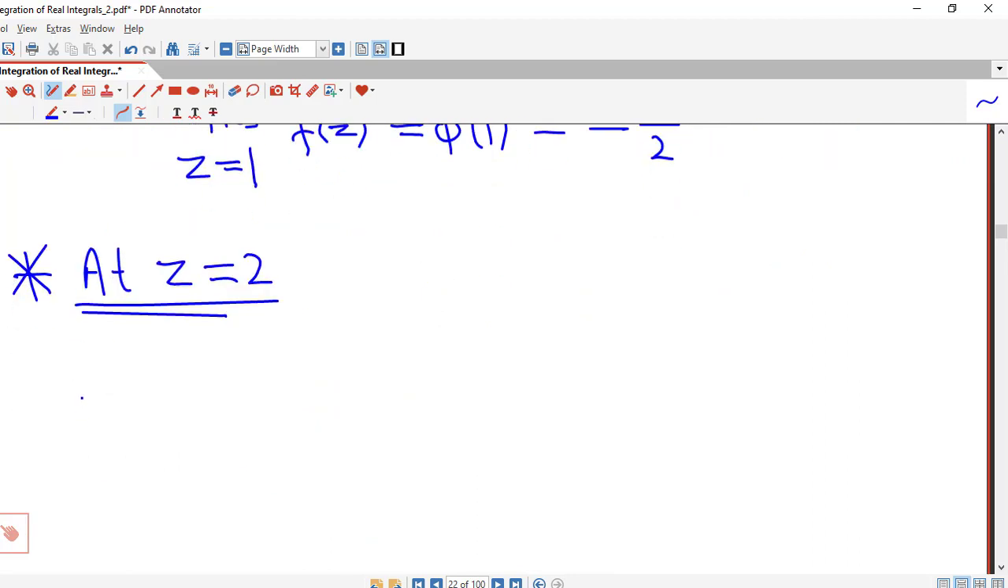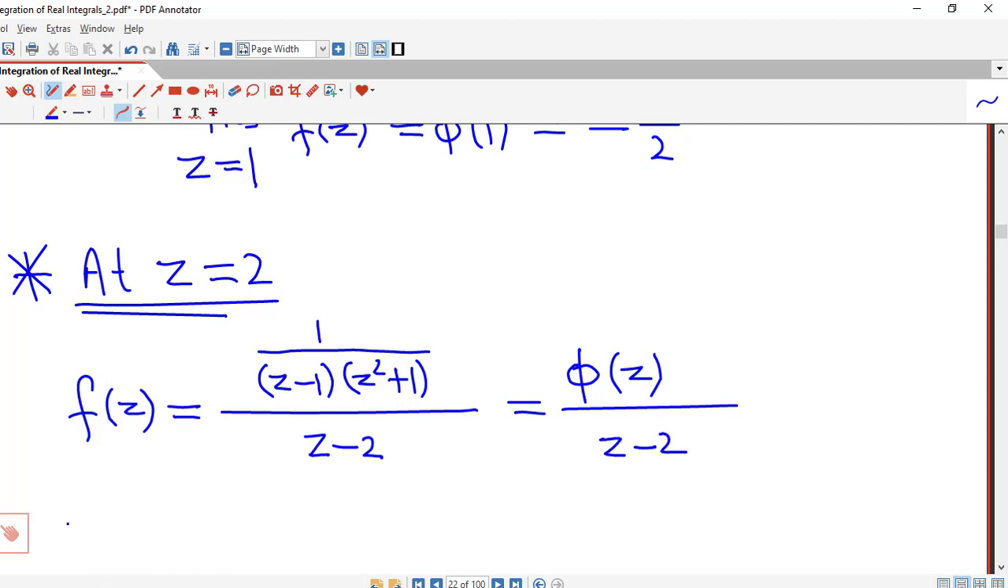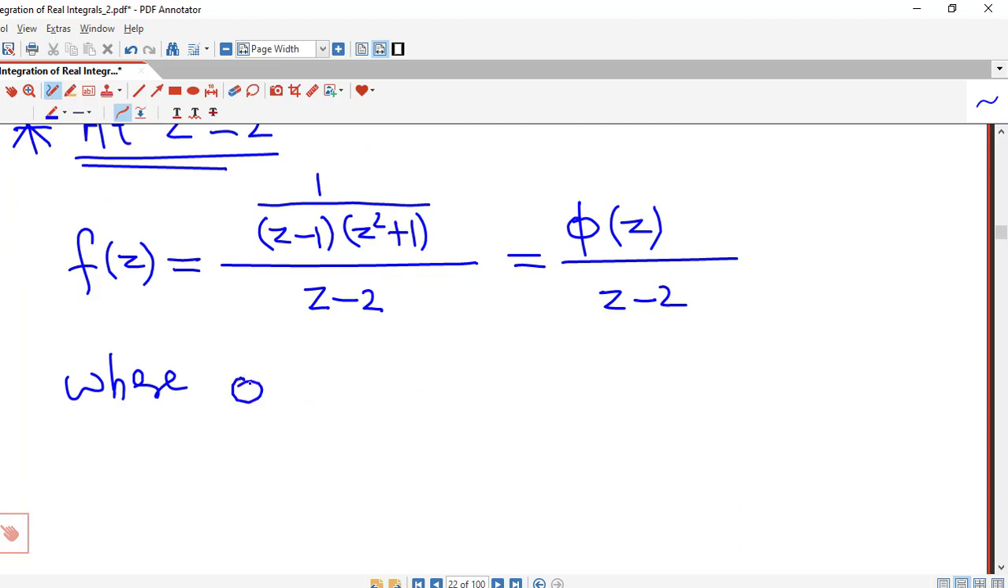So we write f of z as, because we are interested at z equal to 2, we keep z minus 2 in the denominator and z minus 1 and z square plus 1 in the numerator. So in this case, this is our function phi, here z minus 2, where this phi of z is 1 over z minus 1 times z square plus 1.